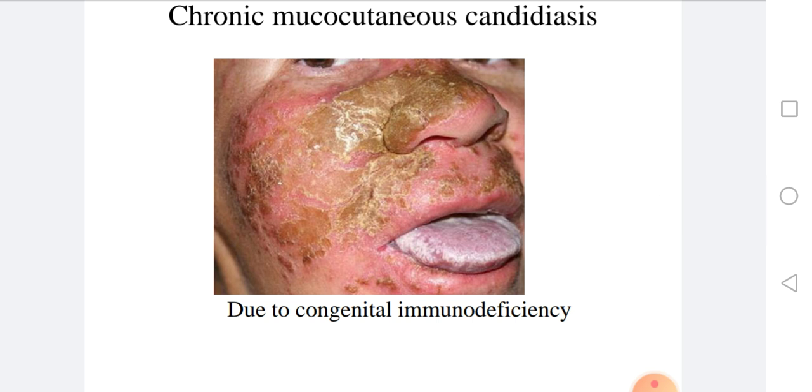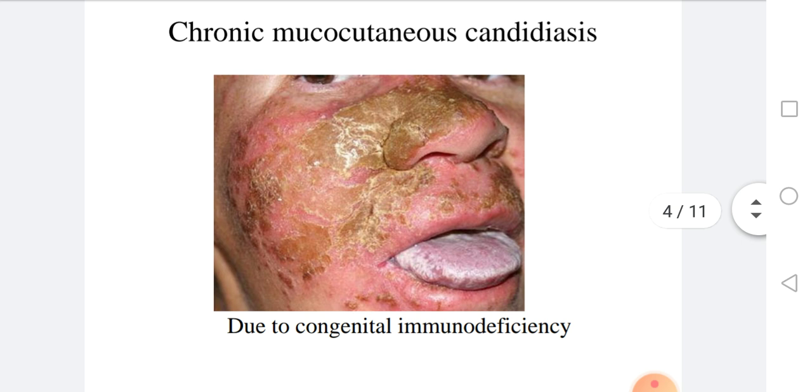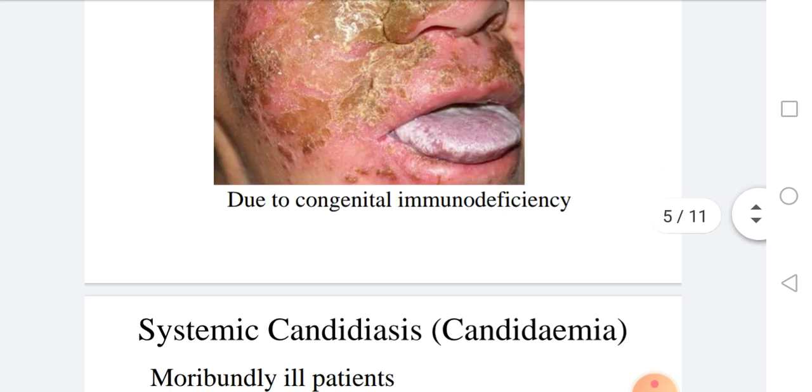Mucocutaneous candidiasis. This is an extensive lesion of the mucous membranes and the skin. It is taking a chronic course, and it is due to congenital immunodeficiency, where the patient is born with immunodeficiency.